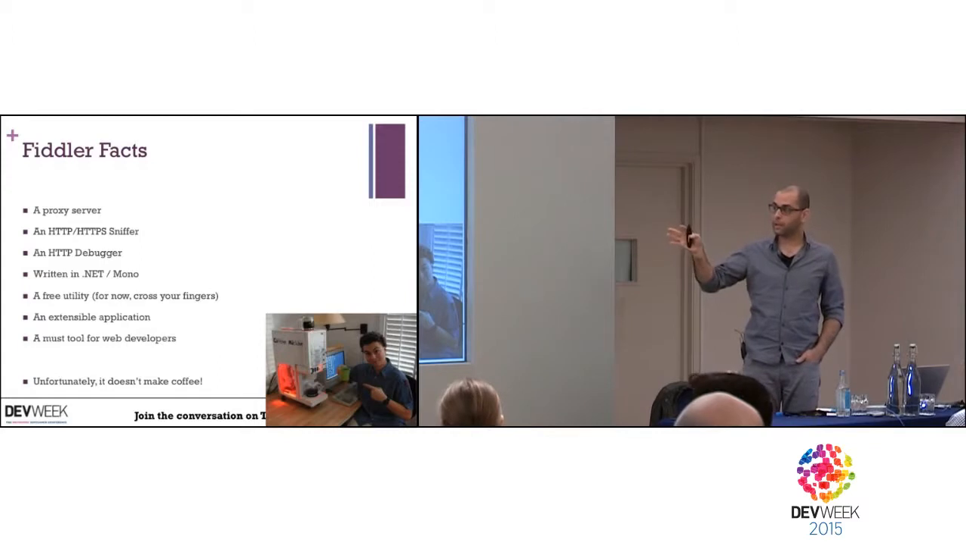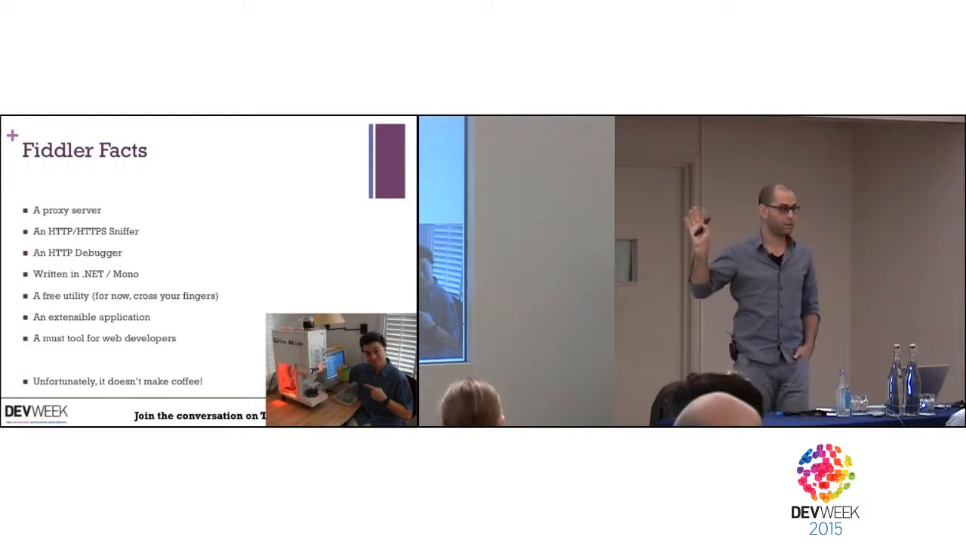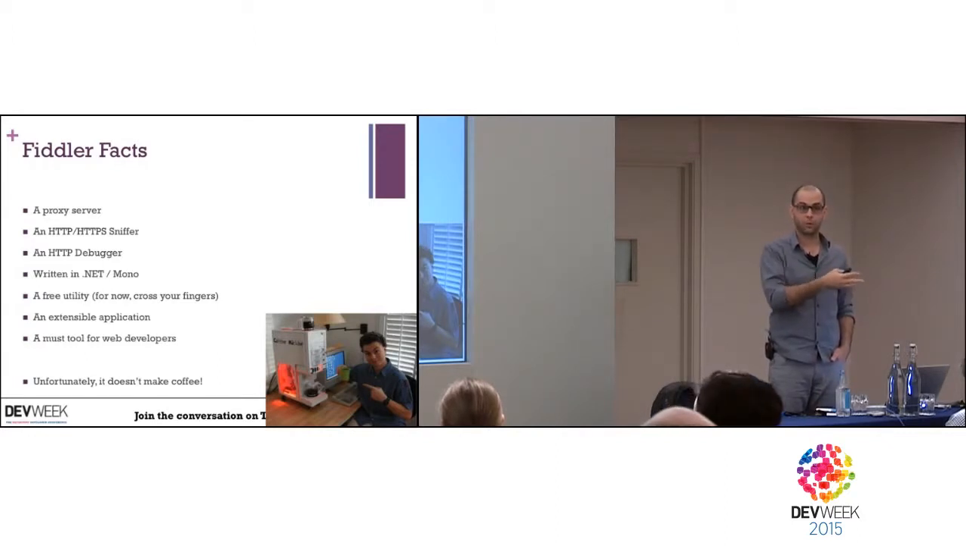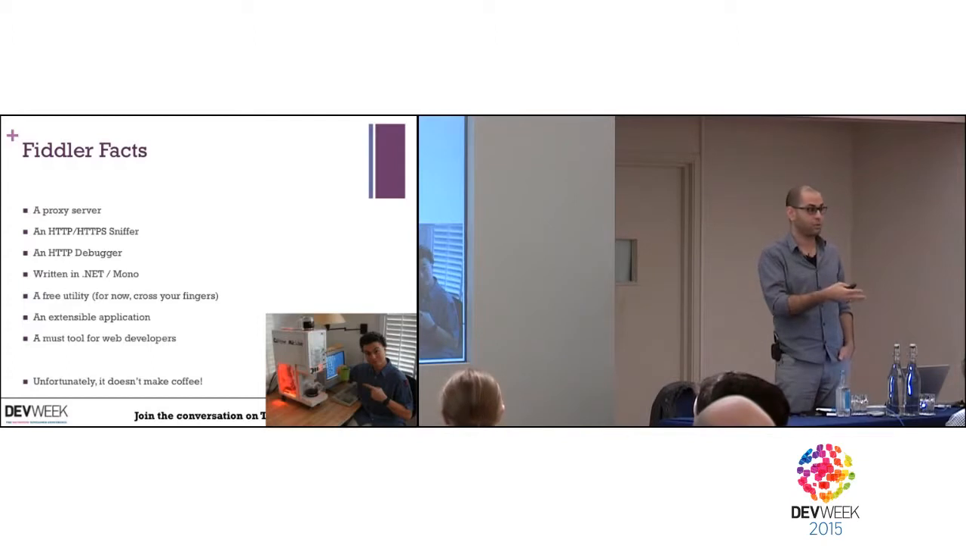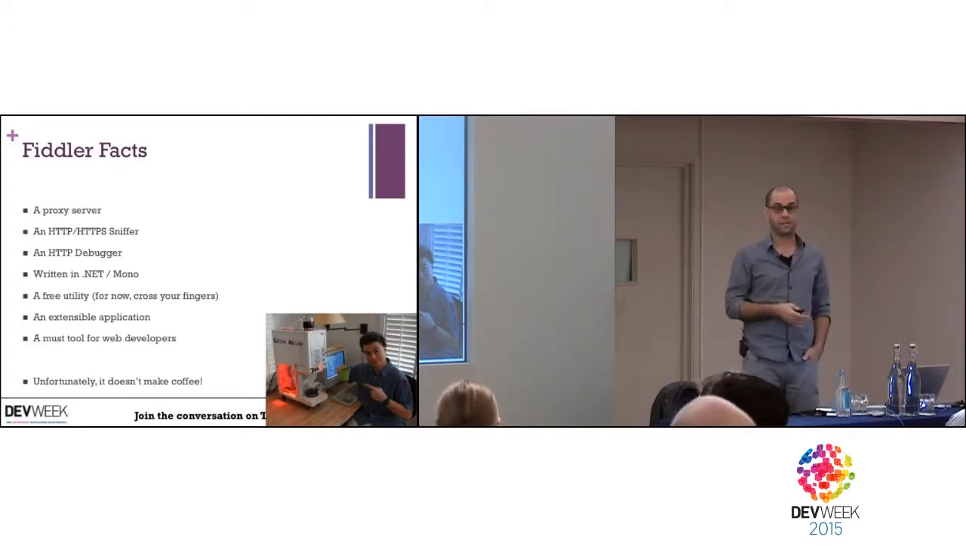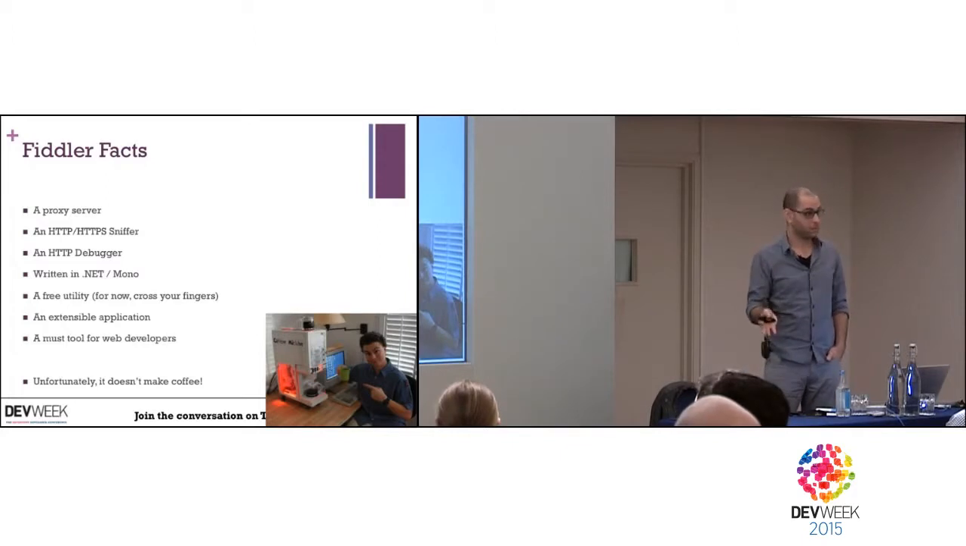And basically, by the way, the last line is not true. It can make coffee. There are coffee machines that can be connected to the internet and receive HTTP messages that say start pouring coffee, so we can just use Fiddler to invoke such HTTP requests. So Fiddler can make coffee, it still can't bring you pizza. Okay, but we're working on it.